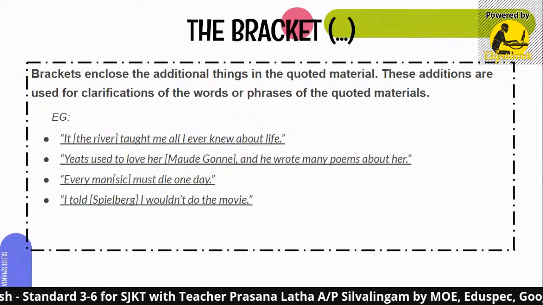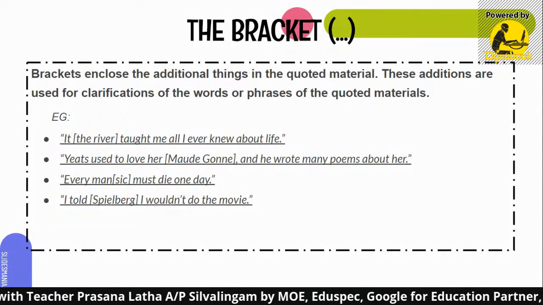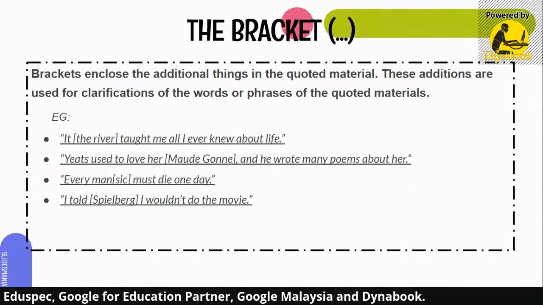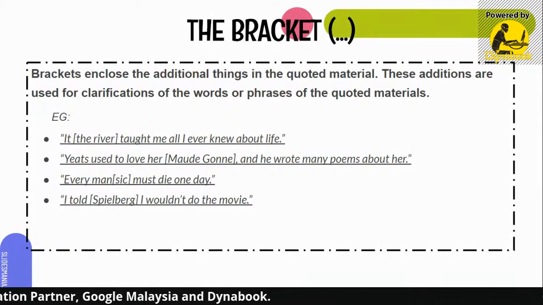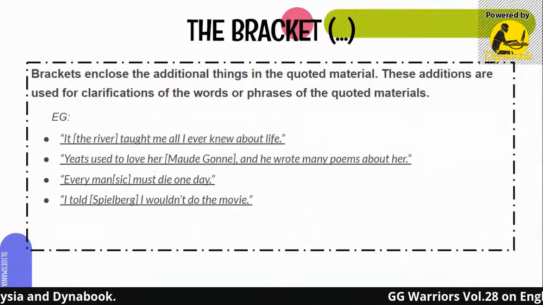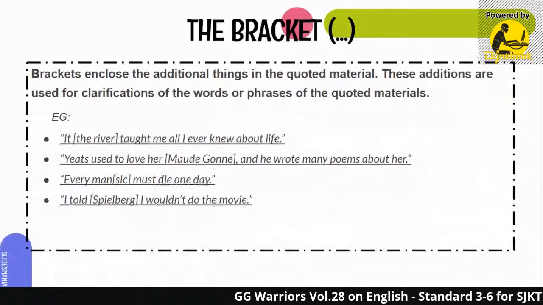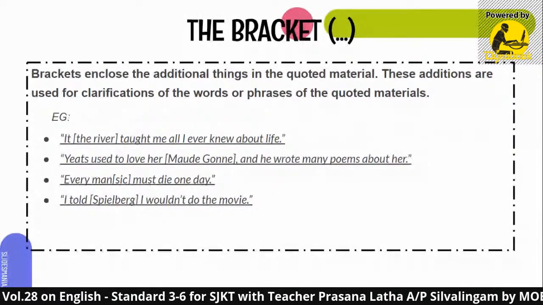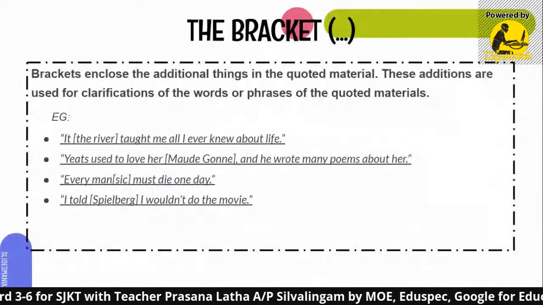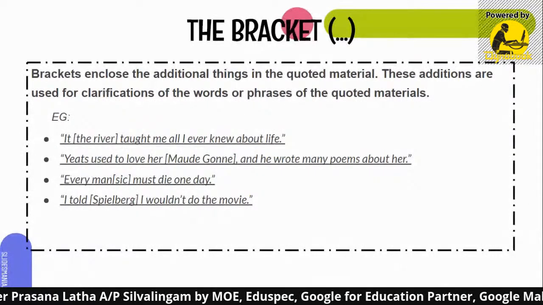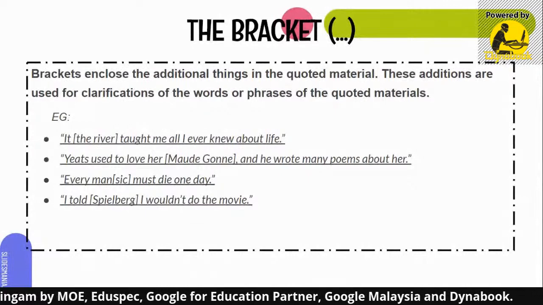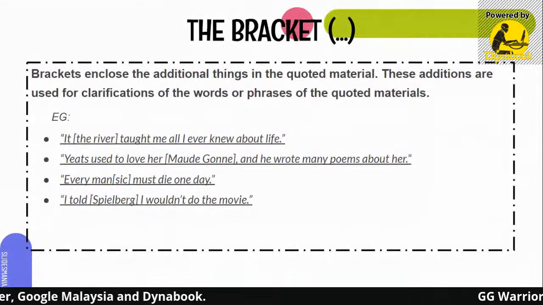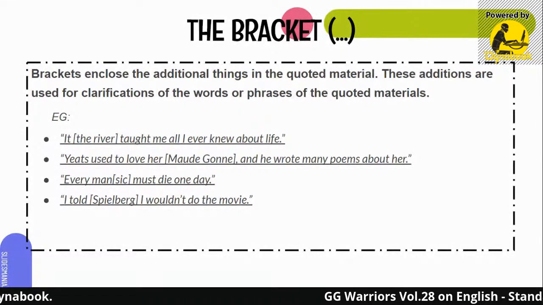He used to love her and he wrote many poems about her. Who is "her" in this sentence? We are very confused, right? Because we don't know the reference to "her" here. So we put the name of that person in the bracket. Next sentence: every man must die one day. Who's that? So "Six" is the person. I told I wouldn't do the movie. Whom did you tell that you're not going to do a movie? So it's Spielberg. I told Spielberg I wouldn't do the movie.